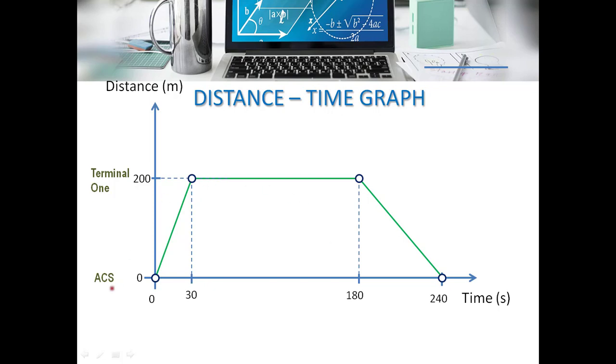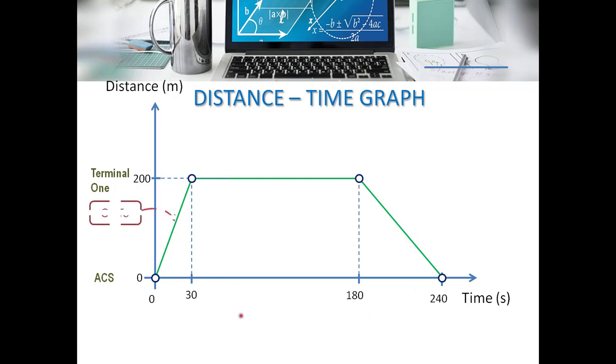Let's say you have 2 points, 2 plots, which is from ACS to terminal 1. So I'm giving you the overview for your everyday life. From ACS, maybe from the guard house, you want to go to the terminal 1, it is about 200 meters. And then you will stop at one place in terminal 1. The declining line here means you are going back from terminal 1 to ACS.